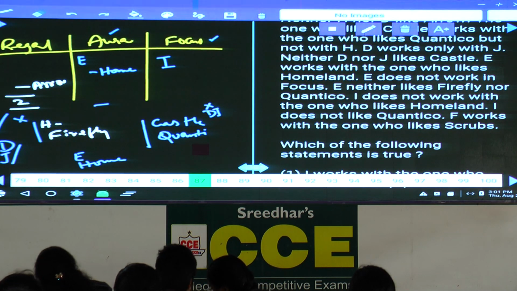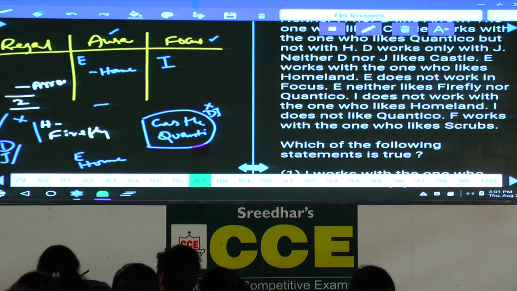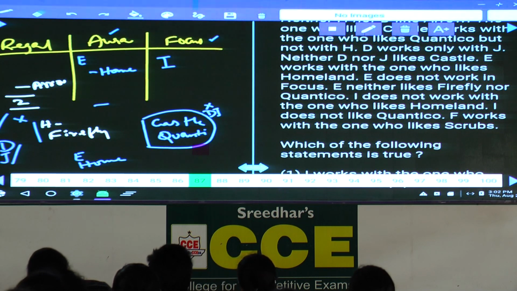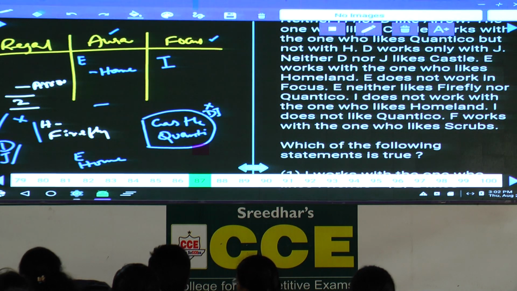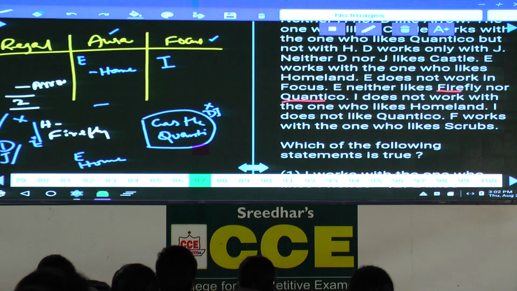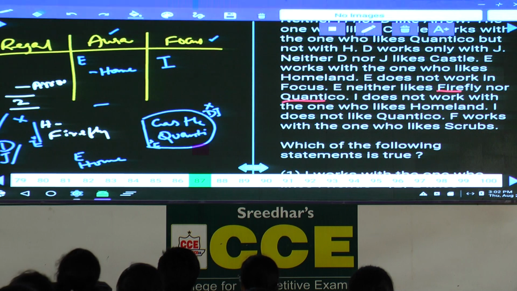Now this casual and quantico. E does not work in focus, isn't it? And E neither likes firefly nor quantico. As E neither likes firefly nor quantico, hence E cannot be here, and E cannot be here. Hence E cannot be in this one, then where should this E be? E must be this. Tell me, where is E? E cannot be quantico. Then this casual and quantico are the only two persons in that one. Homeland is already here. Hence this must be casual and quantico.